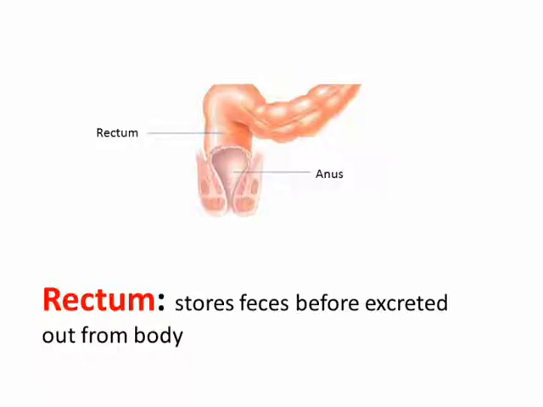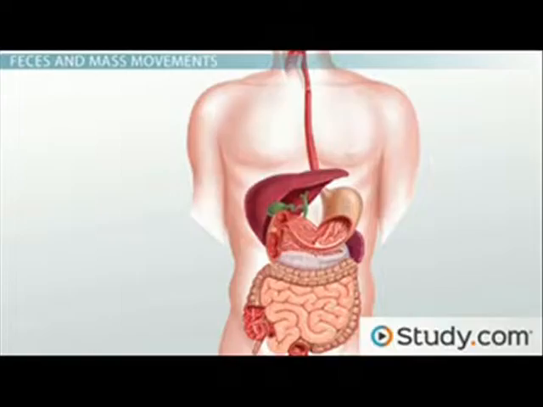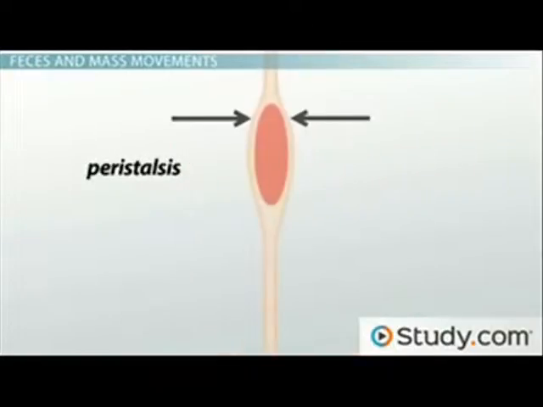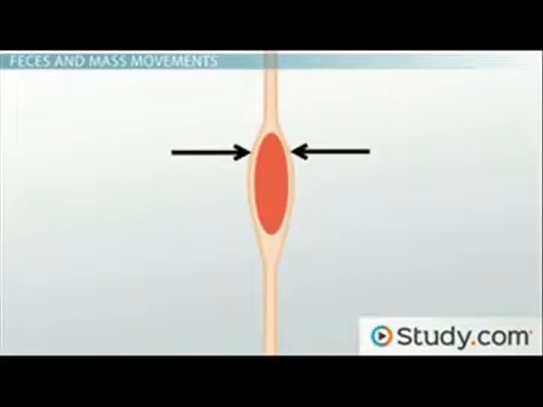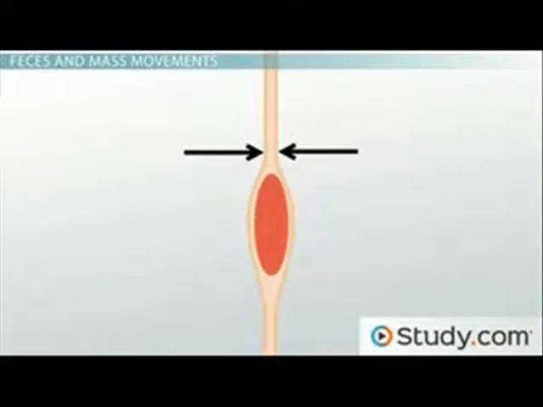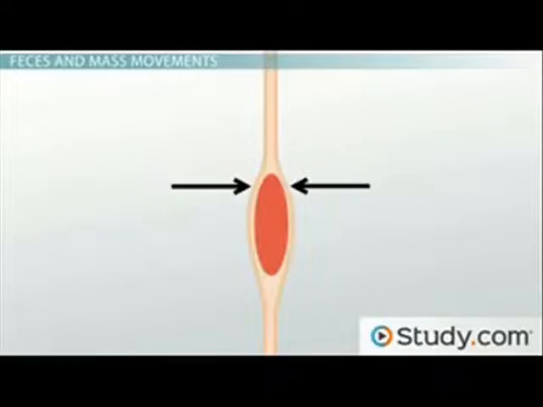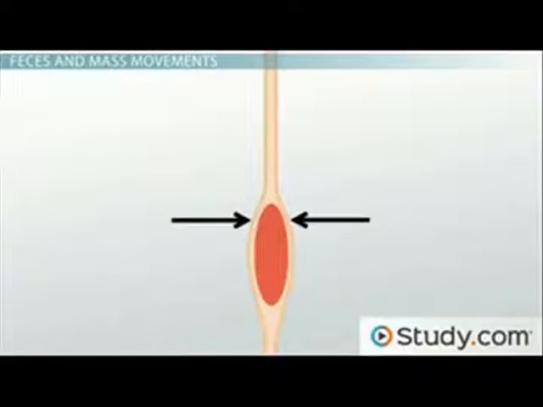After you all have a rough idea about what the large intestine is, now we would like to proceed to the next part, which is the mechanical digestion. A process called peristalsis is a wave-like series of muscular contractions. Peristalsis also aids food propulsion in the large intestine, however it's more sluggish here than what we saw in earlier parts of the digestive tract.